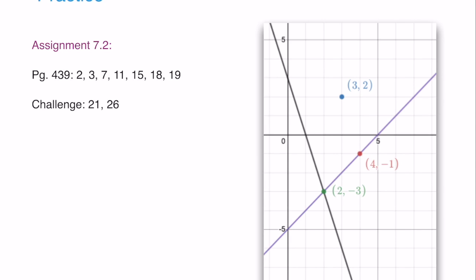So assignment 7.2 is on page 439, problems 2, 3, 7, 11, 15, 18, 19. And the challenge problems are 21 and 26. Good luck.